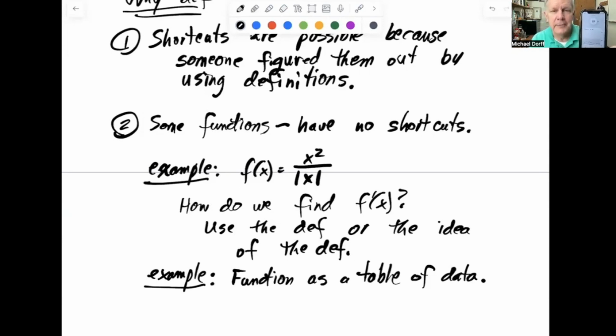That's what I want. If my blood sugars are increasing, the arrow will be pointing up, and that means the derivative is positive. If my blood sugars are going down, then I'll have that arrow pointing down, and that means the derivative of my blood sugars is negative. We can only figure those out by using the definition of the derivative or the idea of the definition.